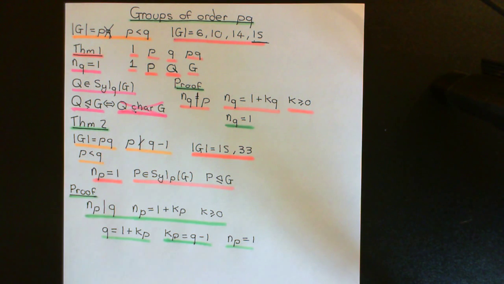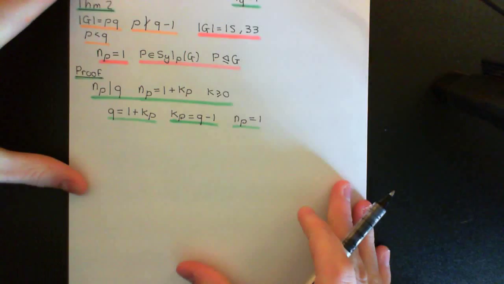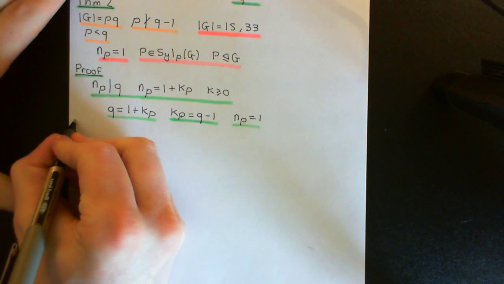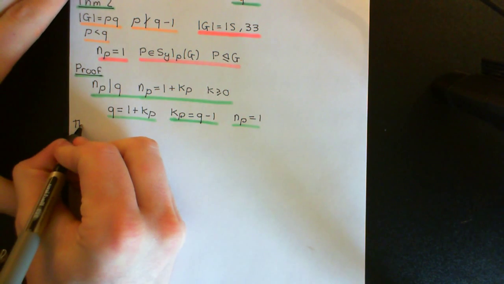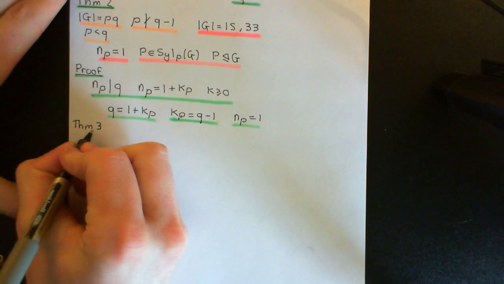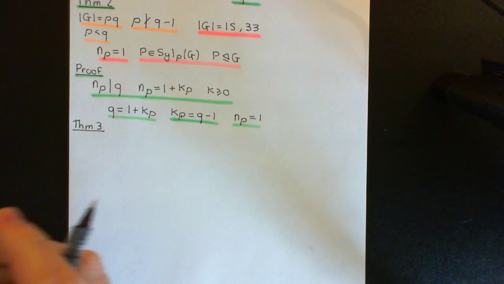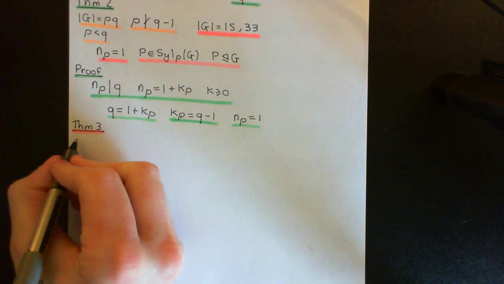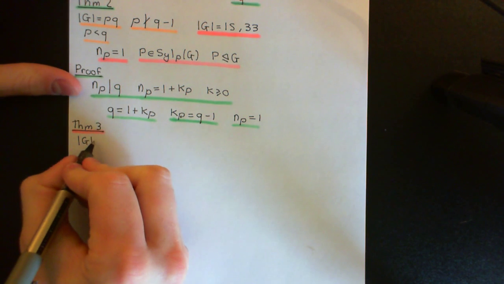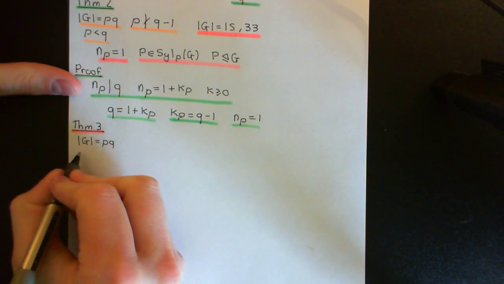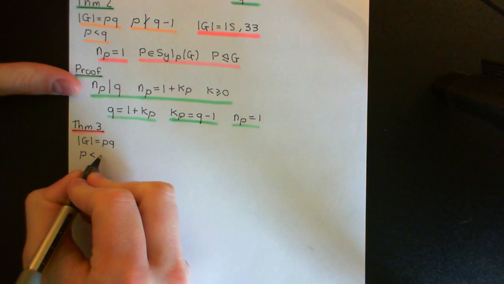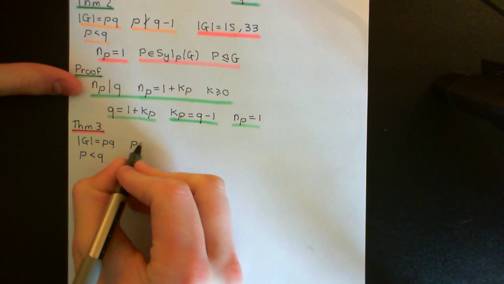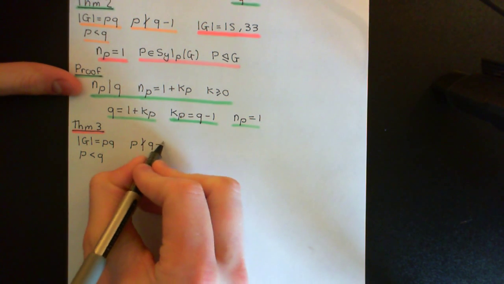Excellent. Right, now, here comes Theorem 3, and again, Theorem 3 is still going to be about these groups of order PQ where we have this additional requirement. So we've now got a finite group of order PQ. Once again, I'll just write all the assumptions. P is less than Q, and we're assuming that P does not divide Q minus 1.